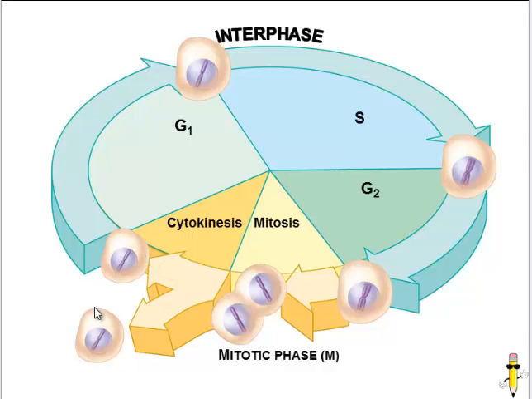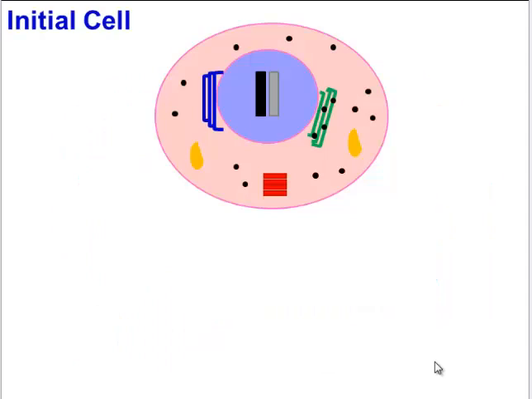At this point, we now have two identical cells, and these cells could enter the cell cycle and go through G1, S, G2, mitosis, and cytokinesis, resulting in two more cells. And after many, many rounds of the cell cycle, that's how you go from being a zygote to an adult with trillions and trillions of cells. Now let's explore what happens in these phases in a little bit more detail.